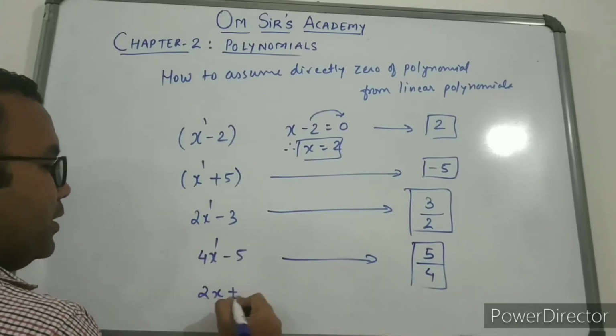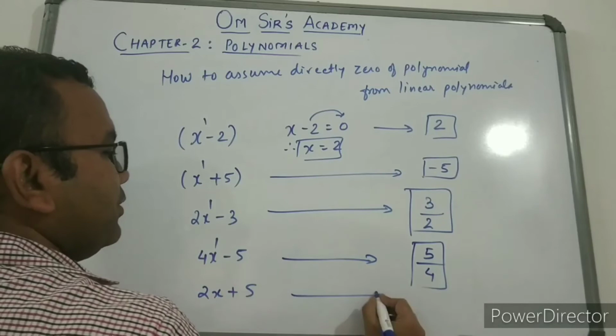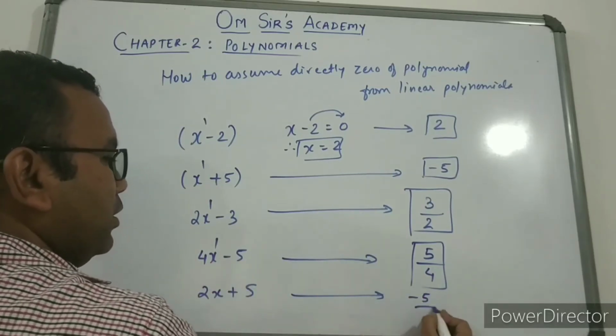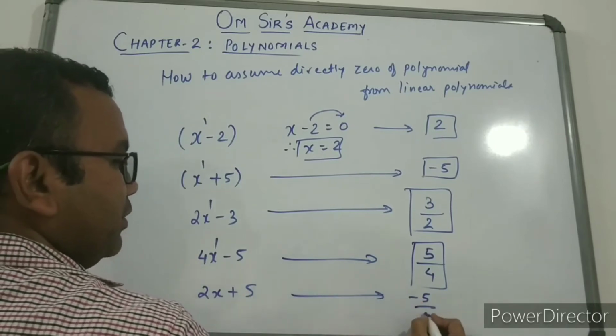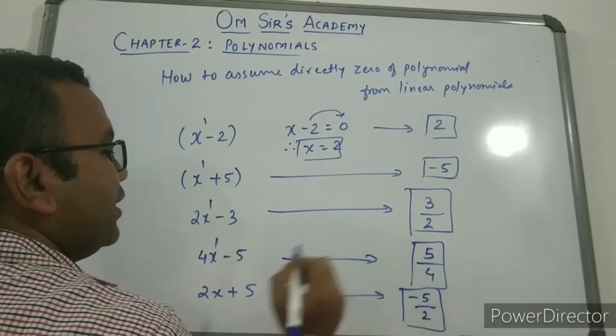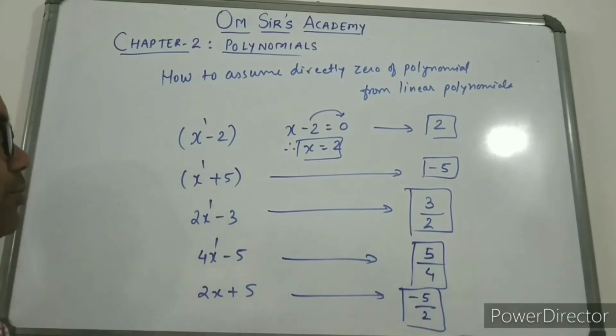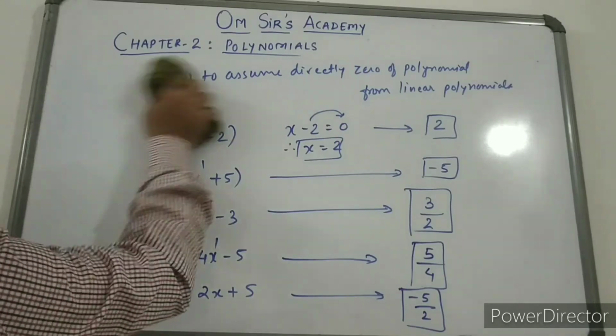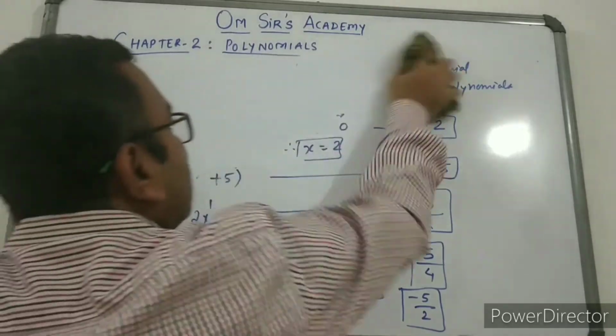Suppose say 2x plus 5. So plus 5 will go to that side, then it will become minus, and 2 is multiplied, so it will get divided. So minus 5 upon 2 will be the zero of this polynomial. So this is how we find directly the zero of a polynomial. So hope it is clear, friends.